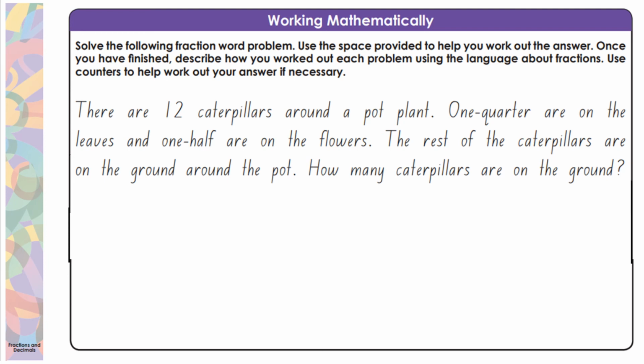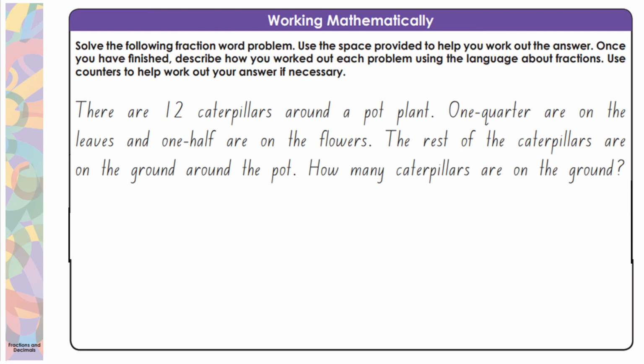All right, so here's the problem. There are 12 caterpillars around a pot plant. 1/4 are on the leaves and 1/2 are on the flowers. The rest of the caterpillars are on the ground around the pot. How many caterpillars are on the ground?